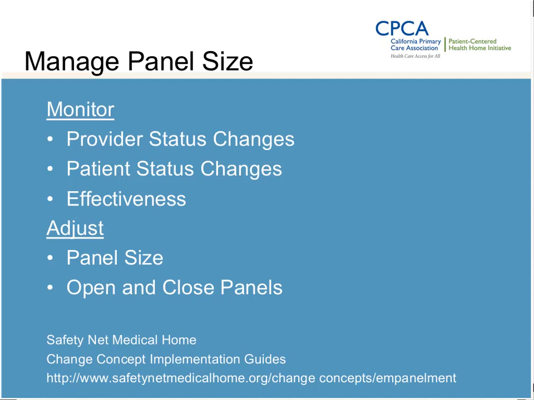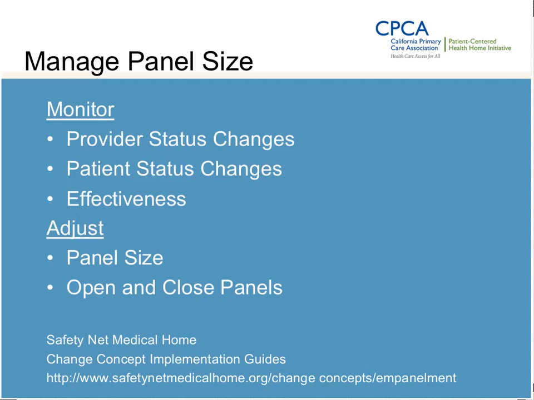The panel manager also needs to continually assess the effectiveness of empanelment. The standard measures of panel effectiveness are the number of patients left unassigned at any given time and how often patients actually see their own PCP, also known as continuity. Both reports should be run routinely, monthly or quarterly as suggested, and trends should be evaluated at both the provider and the practice level, and interventions applied as appropriate to ensure a high degree of continuity.